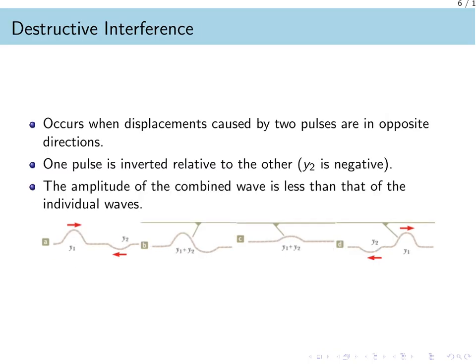Destructive interference happens when the displacements of two pulses are in opposite directions. In this case, one pulse, y2, is inverted relative to the first pulse, y1, meaning its displacement value is negative. As these pulses overlap, the amplitude of the combined wave becomes less than that of the individual waves because the positive and negative values partially or fully cancel each other out. This demonstrates that interference is a process of combination rather than a permanent physical collision.